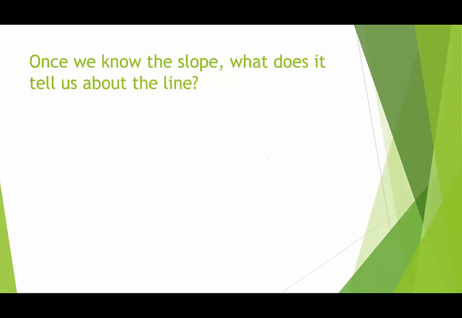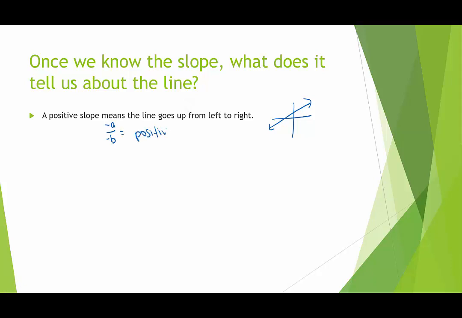Once we know the slope, what does it tell us about the line? If it's a positive slope, that means that the line goes up from left to right. So it looks something like this. Also, when we're calculating it, we might have a negative value over a negative value. This is a positive slope because negative divided by negative is positive. Or if we have positive over positive, so if A and B are both positive, that would also indicate a positive slope. So if both the numerator and denominator are negative, or if both the numerator and denominator are positive, that's a positive slope. That means that the line will be going up from left to right.